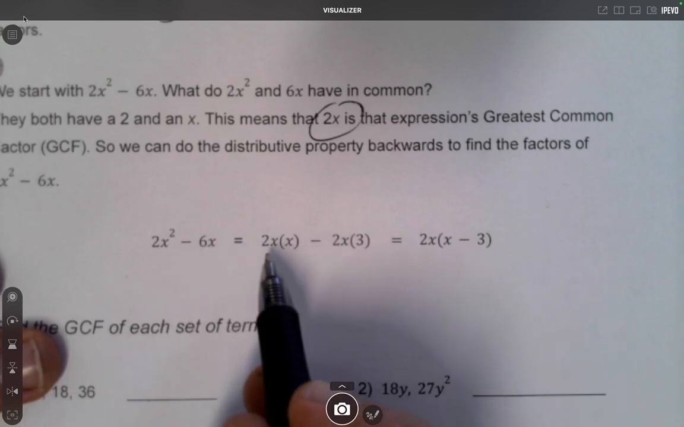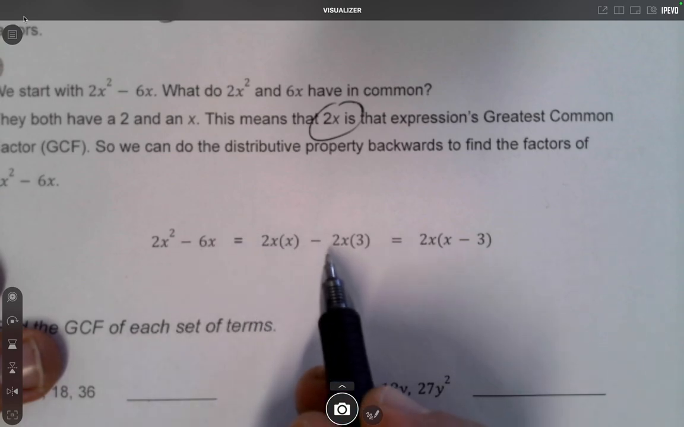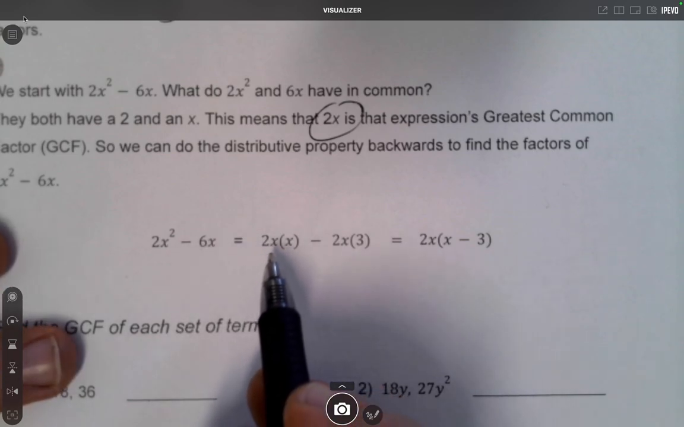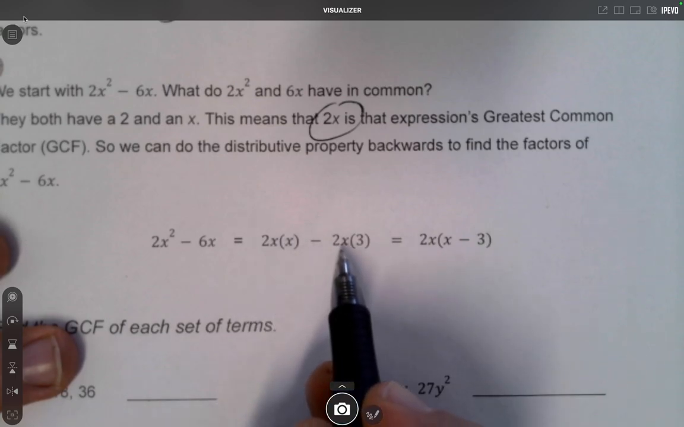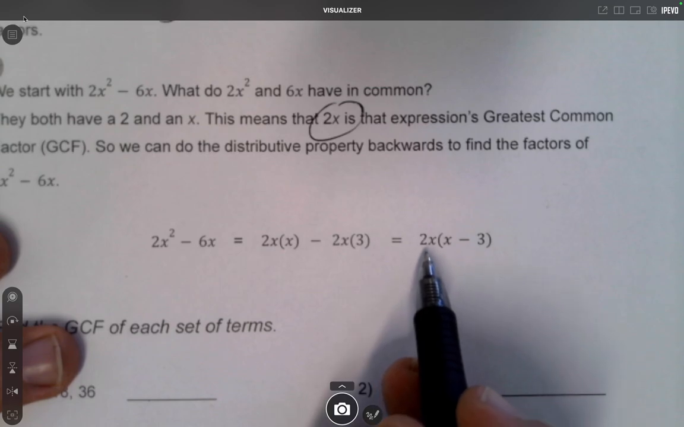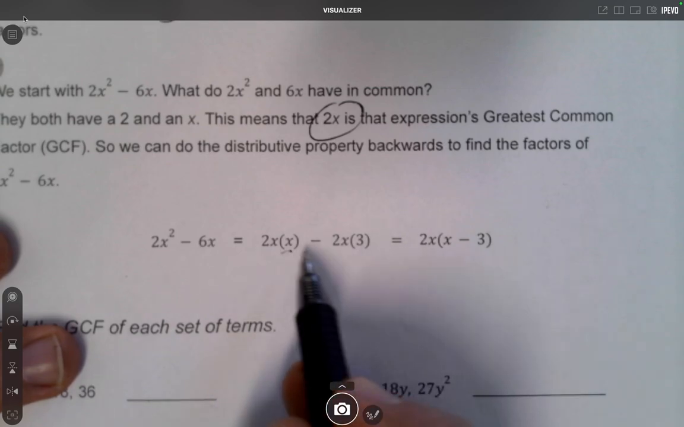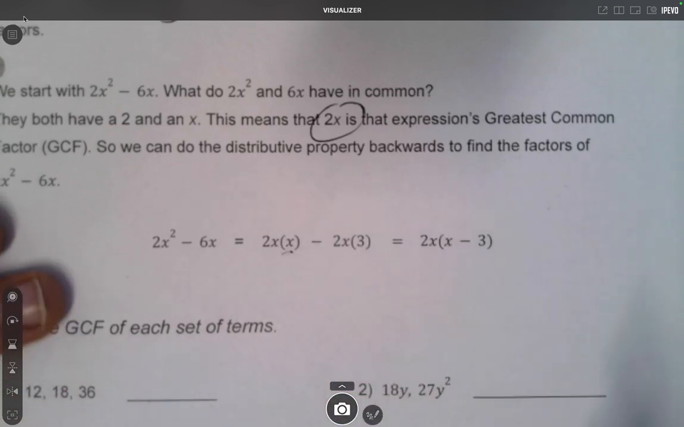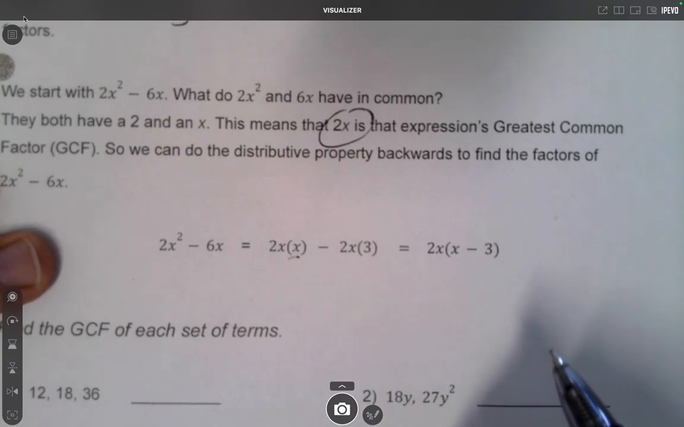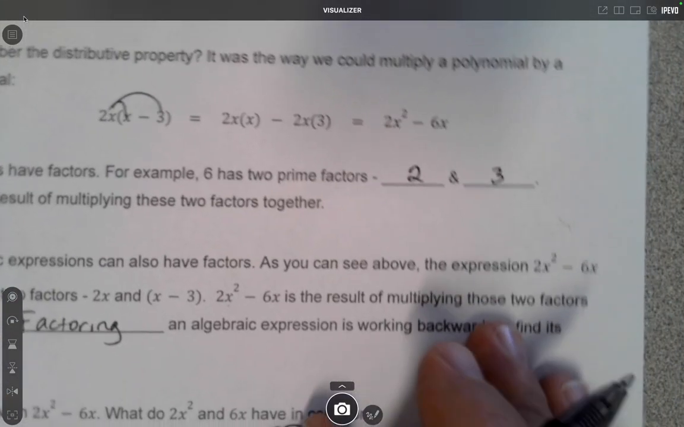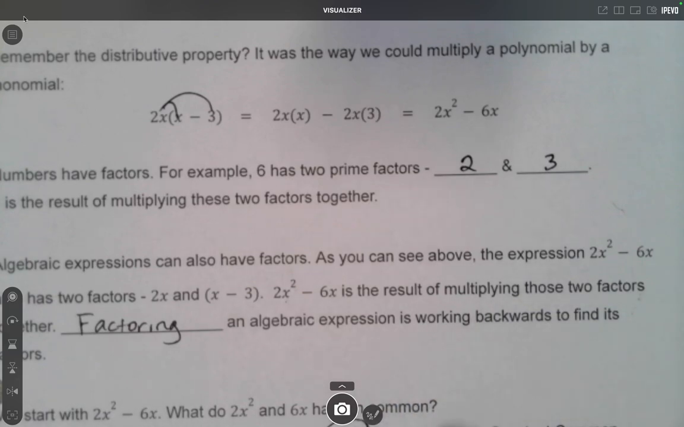So it's splitting it up by taking the greatest common factor out of each piece. And then we know if this piece has 2x, and this piece has 2x, I can pull 2x out front, and what's left is x minus 3. So another way you could think about it, the distributive property is done by multiplying.